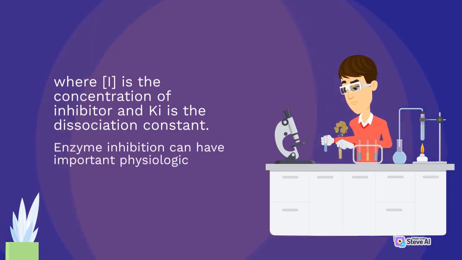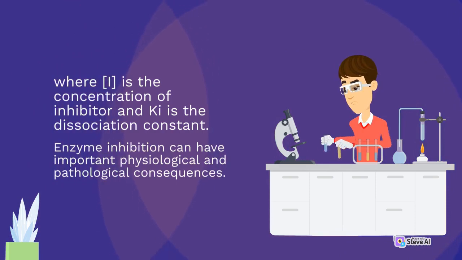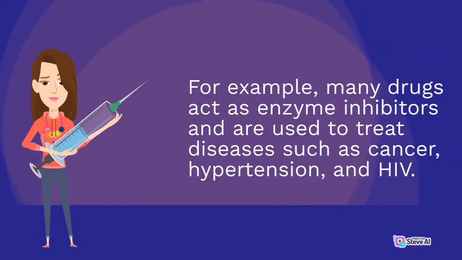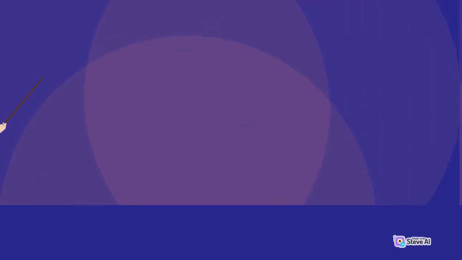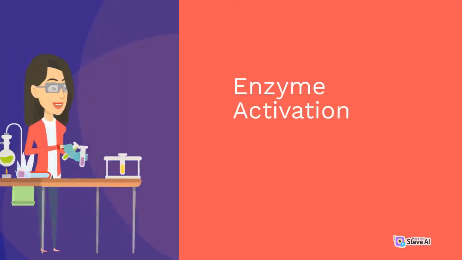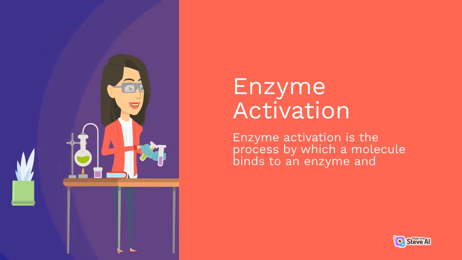Enzyme inhibition can have important physiological and pathological consequences. For example, many drugs act as enzyme inhibitors and are used to treat diseases such as cancer, hypertension, and HIV. Understanding how enzyme inhibitors interact with their targets is essential for the rational design and optimization of new drugs. Enzyme activation. Enzyme activation is the process by which a molecule binds to an enzyme and increases its activity.